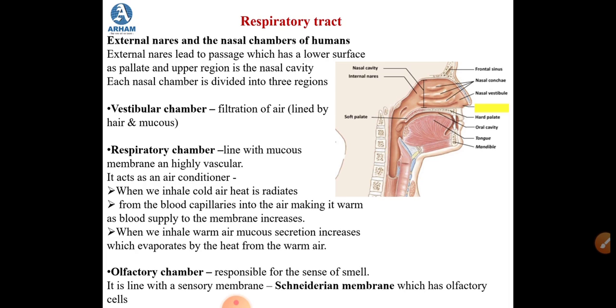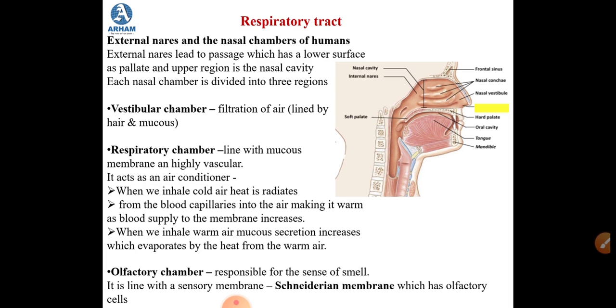So today, in today's session, we'll first revise the respiratory tract once again, and then we will move to the next part of this chapter where we'll be studying the mechanism of respiration. So we started studying the respiratory tract by studying the external nares and the nasal chamber of humans. We have two external nares that lead to a passage which is known as the nasal chamber or the nasal cavity.